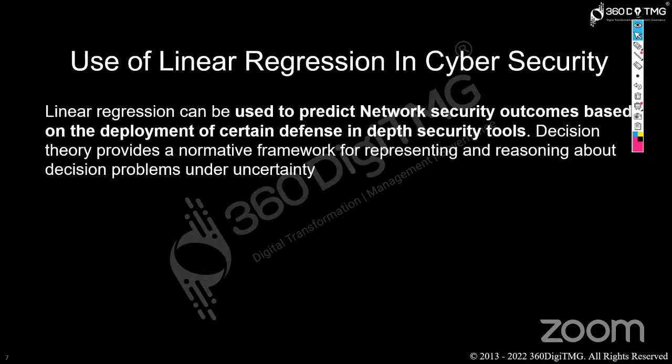Talking about the use of linear regression in cybersecurity, we can say that linear regression can be used to predict network security outcomes based on the deployment of certain defense and security tools. Decision theory provides a normative framework for representing and reasoning about decision problems and uncertainty. This could be one possible use of linear regression when we talk about cybersecurity.